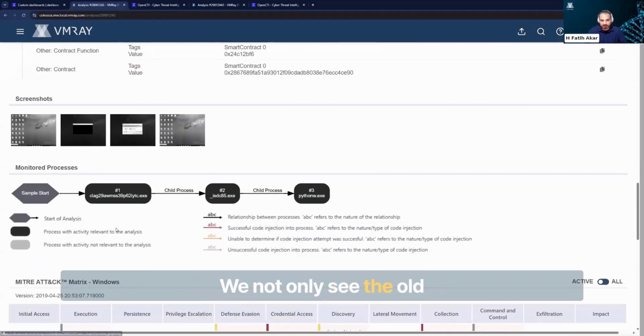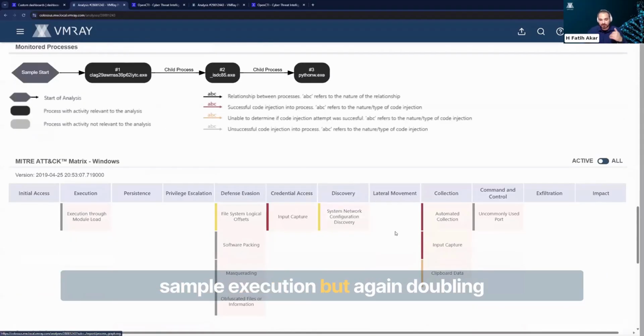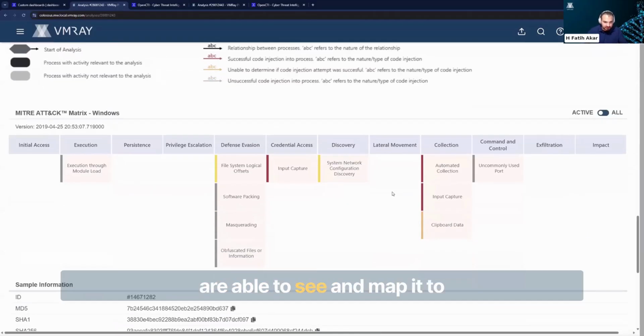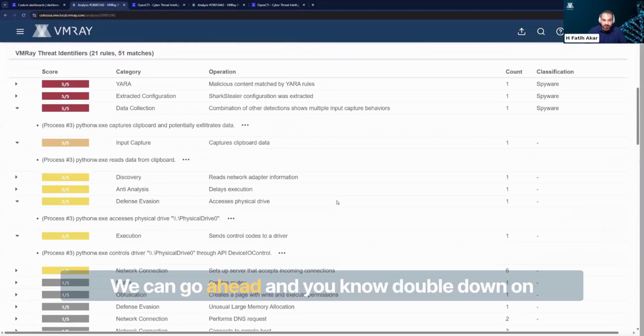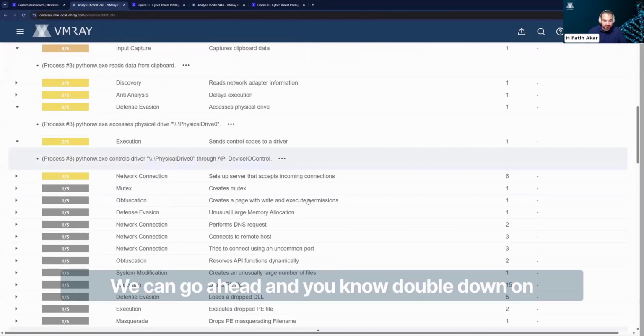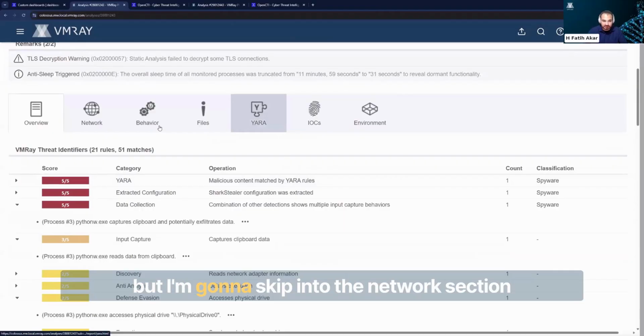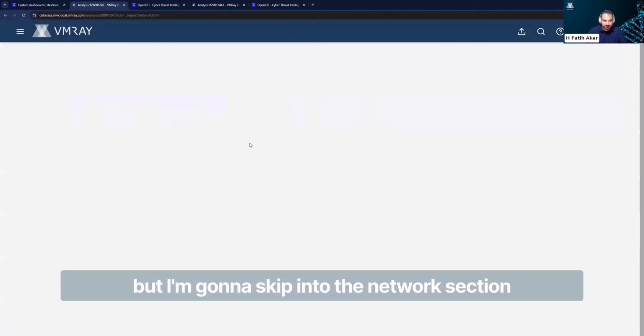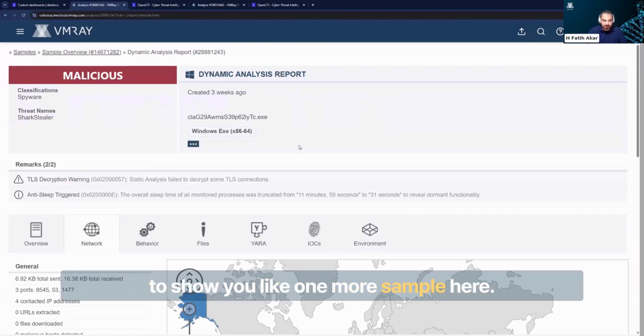We not only see the whole sample execution, but again, doubling down on that threat, the MITRE ATT&CK mapping, we are able to see and map it to different technique IDs through our behavioral rules. We can go ahead and double down on some of the things over here, but I'm going to skip into the network section to show you one more sample here.